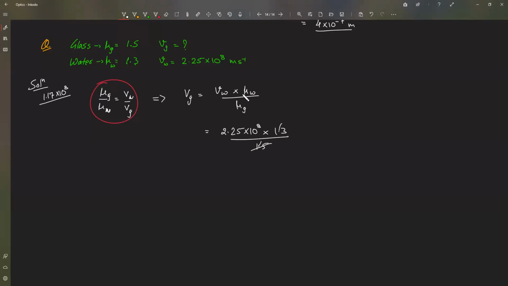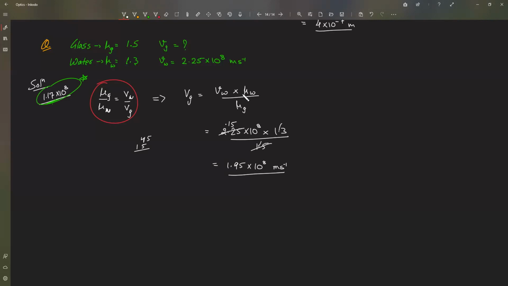Same thing. So 15 into 15 is 225, right? So that is 0.15, and 15 into 13 will be 195. So this is 1.95 into 10 to the power 8 meter per second. So this is similar, but there may be some calculation mistake there.